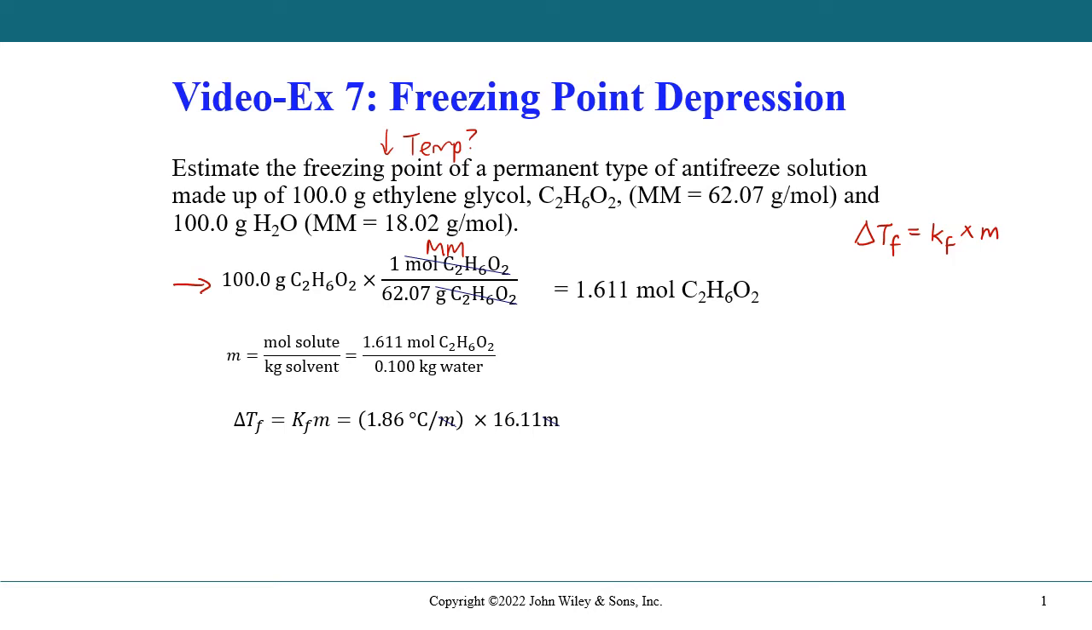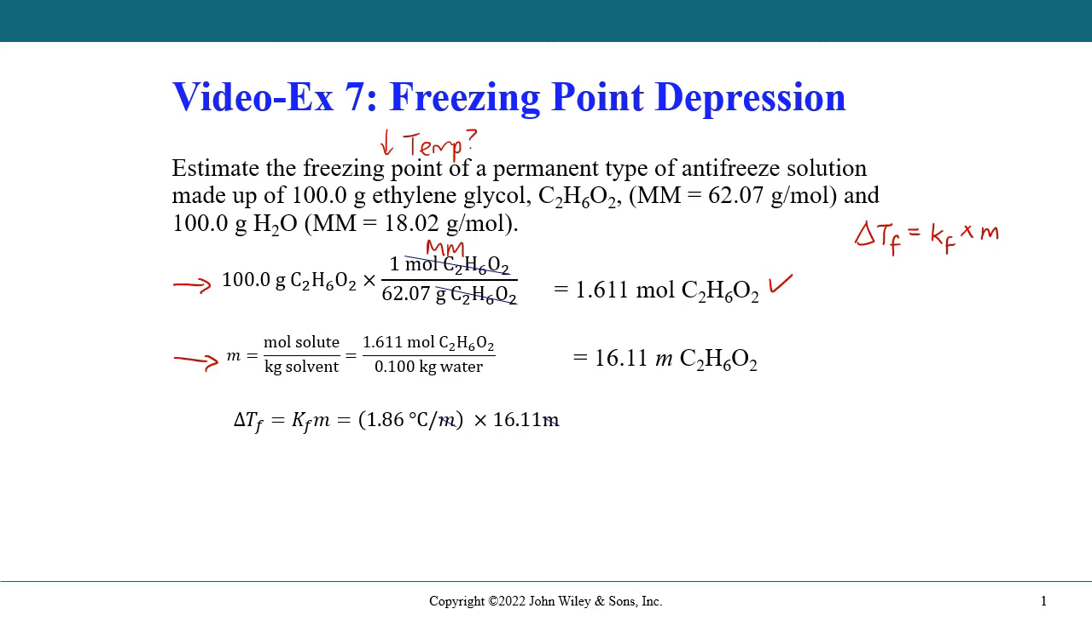Okay, so we have the number of moles of the solute at this point. We can then work out the molality here. So the molality is the moles of solute divided by kilograms of solvent. All right, and so we can do the calculation and we see that we end up with a 16.11 molal solution.